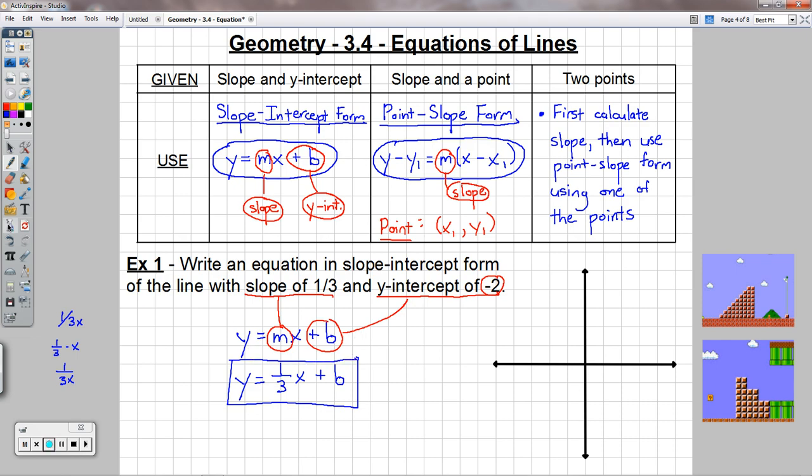So this is 1/3 x plus b. Plus b becomes, boy, this isn't right. What should be in place of that? We already said it. It's going to be -2. So please put -2 there instead. My fault on that one. So we've got -2 is the y-intercept.